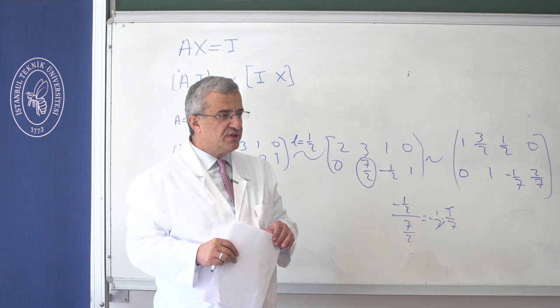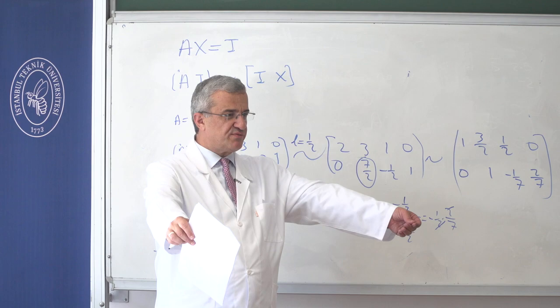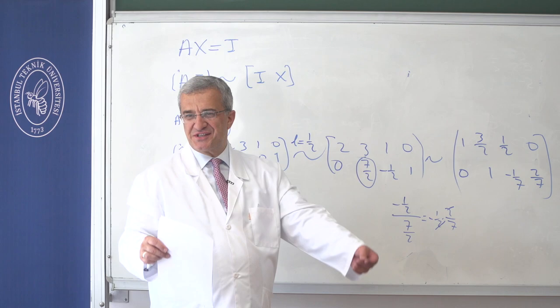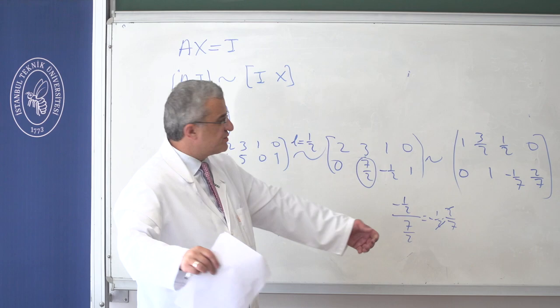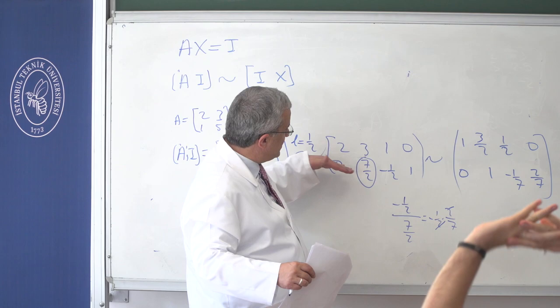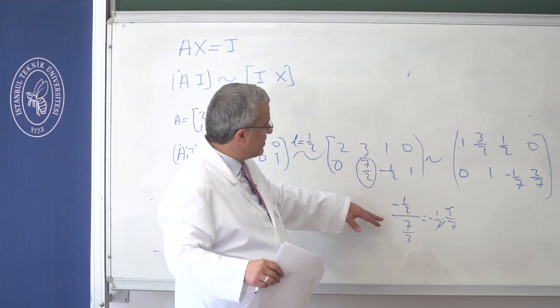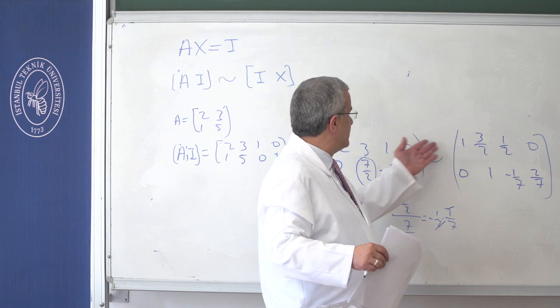I said if you add the same thing to both sides of the equation, it doesn't change. As a matter of fact, during the earthquake it happened also, right? I was explaining exactly that one. When you add the same quantity to both sides of the equation, it doesn't change. When you multiply both sides of the equation by the same number, it doesn't change. So I multiply this row, this second row is an equation, right? Divided by this 7 over 2, and this is the same equation, okay? And I divide the first line by 2, and it's the same equation.